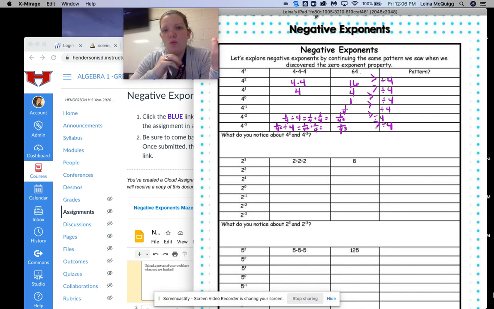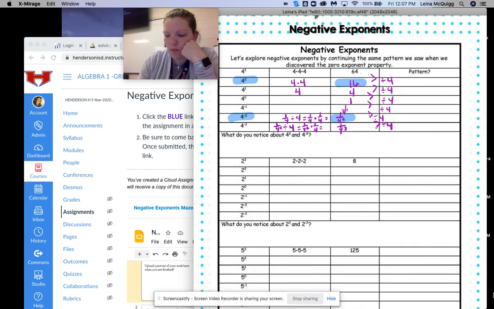If it's -1, we ended up putting a 4 in the denominator. And what's my exponent on this 4? It's a positive 1. Then we had a -2 and our 4 went to the denominator and it became +2. We had a -3 and the 4 went to the denominator and we got a +3 as an exponent. So what do we notice between 4 squared and 4 to the -2? So what do we notice between this and this?